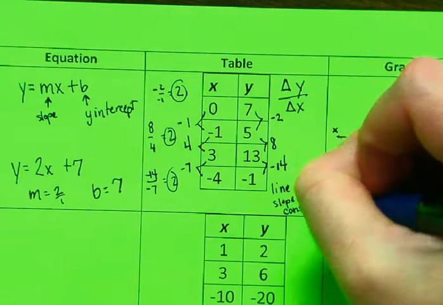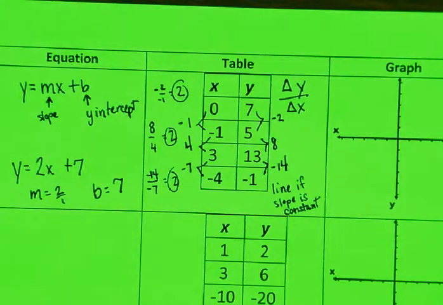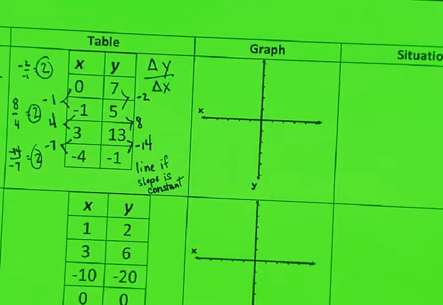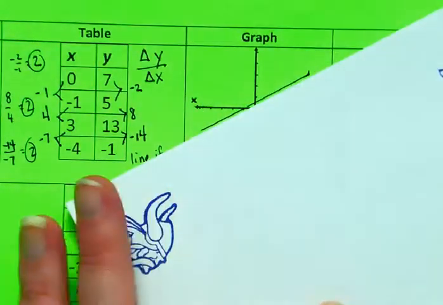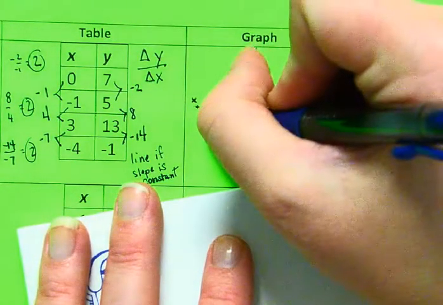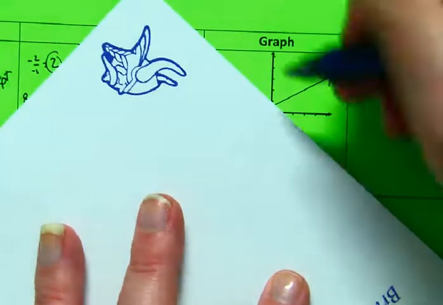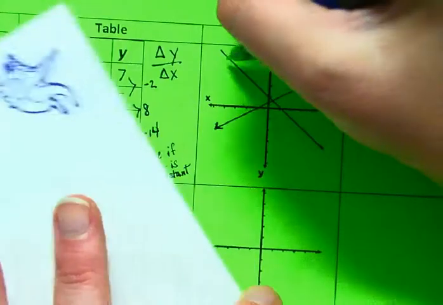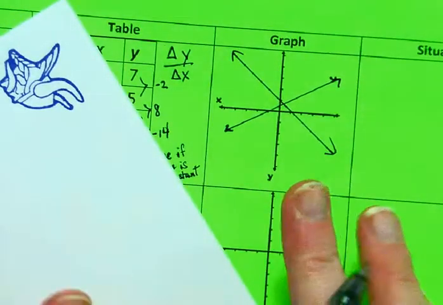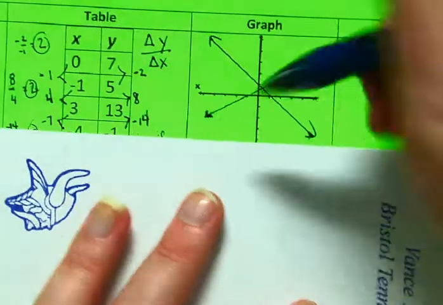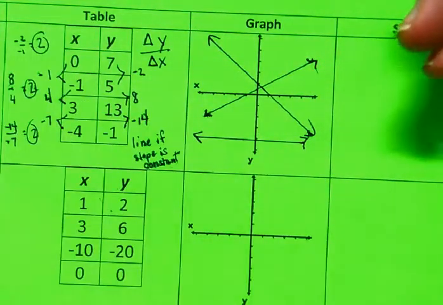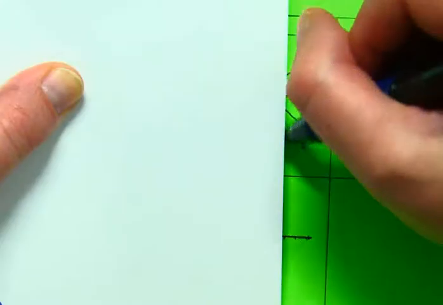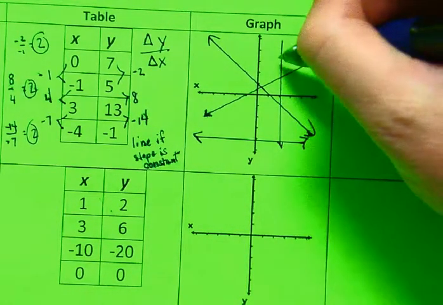We like to use the word constant. Here, an example of a linear relationship could look like this. That's a linear relationship because that's a line. Could look like that. That's a linear relationship. Could even have no slope, could go straight across. And also undefined slope. That's a line.